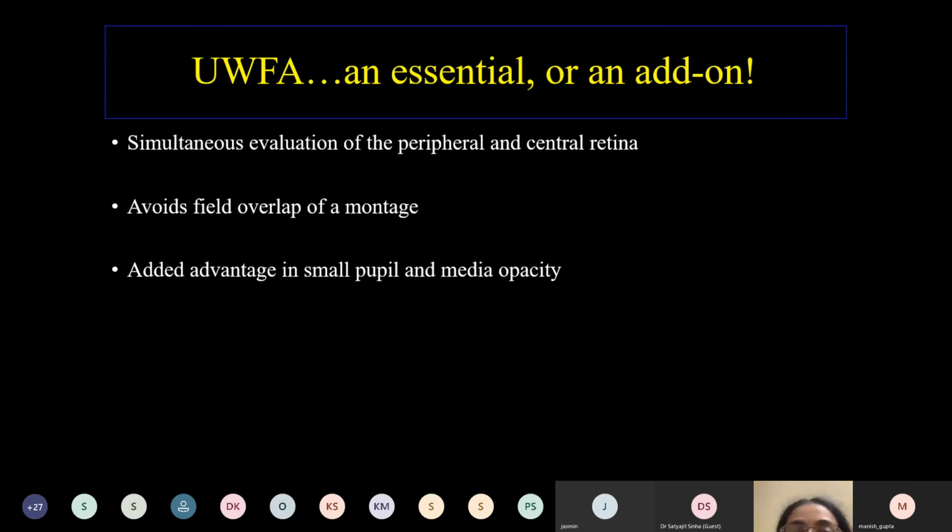So ultraviolet field angiography is an essential or an add-on. It depends upon how it helps you in your clinical practice. So it gives you simultaneous evaluation of the peripheral and the central retina, avoids field overlap of a montage that you need to create with the conventional fundus cameras, and of course an added advantage in small pupils like I showed you and in patients with media opacities.